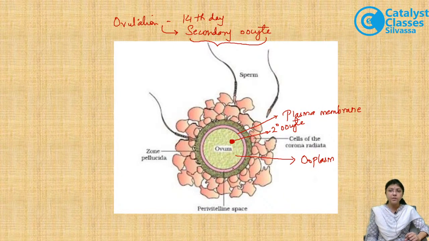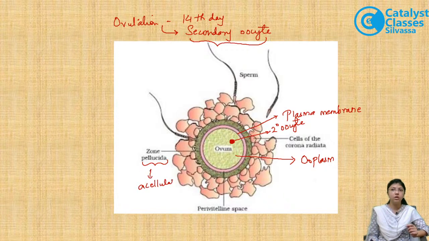Outside the plasma membrane, you see a green colored layer. That green colored layer is nothing but the zona pellucida layer. I told you in the last class that zona pellucida is an acellular layer, a jelly like layer.